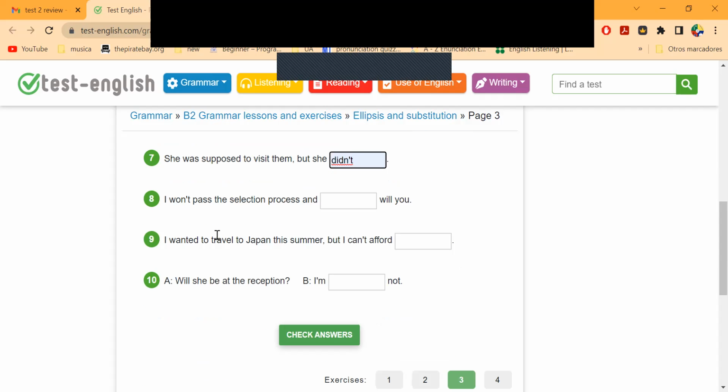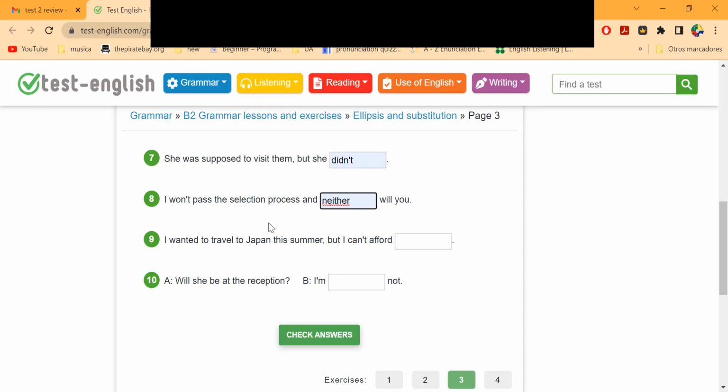Very good. I will not pass. I won't pass the selection process. Y tú tampoco. Qué mala onda. I will not pass the selection process and... So. It's... Neither. Yeah. Good. It's a negative one. Tú tampoco, ¿no es cierto? Si fuese tú también, sería so will you. Si dijese I will pass the selection process and so will you. But in this case, it's negative.